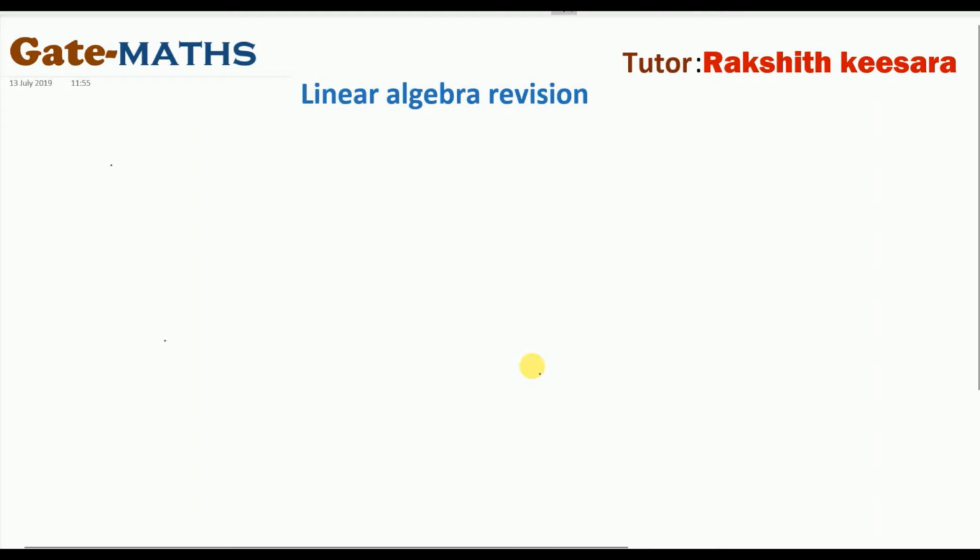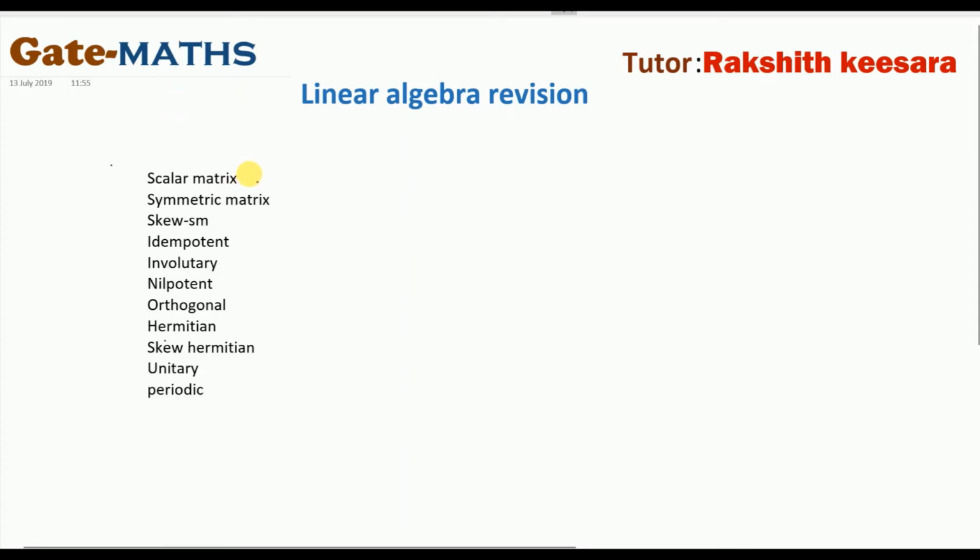Hello students, in this video of linear algebra revision, first we will start with the types of matrices. First, coming to scalar matrix, a matrix is said to be scalar if it is a diagonal matrix and all the diagonal elements are equal. Suppose -1, -1, 0, 0. This is a diagonal matrix and the diagonal elements are equal, so this is a scalar matrix.